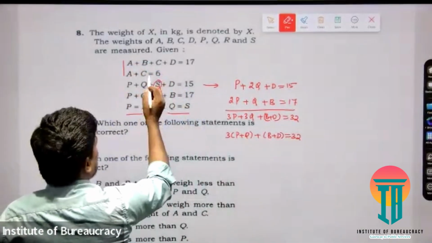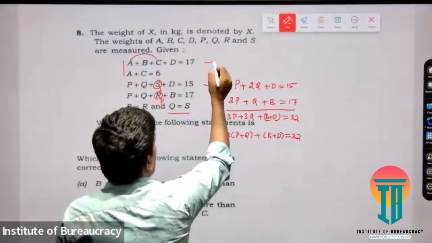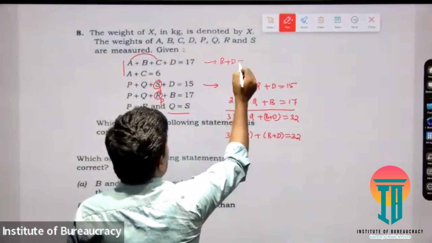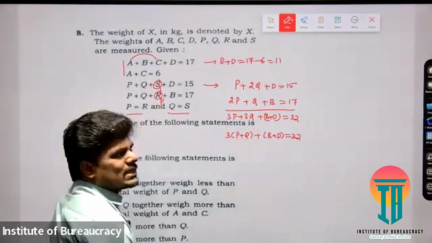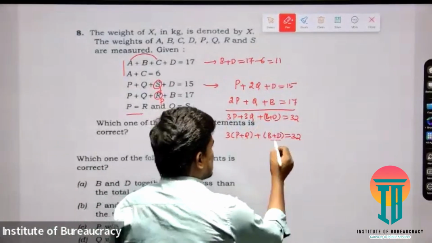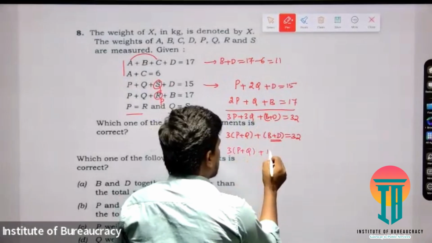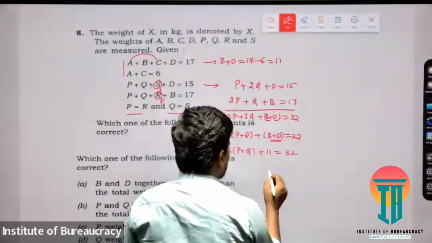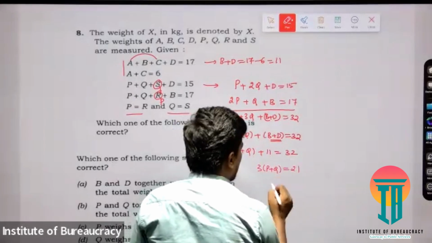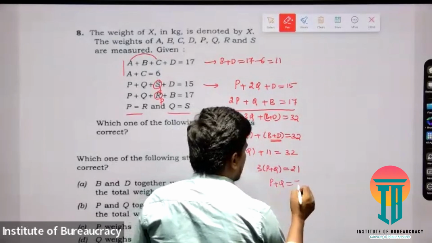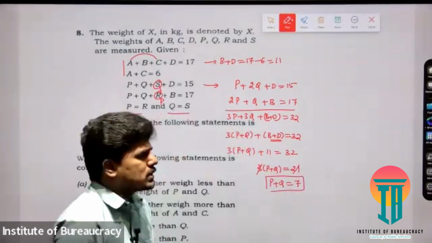A plus C is 6. Then B plus D is equal to 17 minus 6, which is 11. B plus D is 11. Now you substitute B plus D as 11 here: 3 times P plus Q plus 11 is equal to 32. So 3 times P plus Q is equal to 21, so P plus Q is equal to 7. P plus Q is 7.